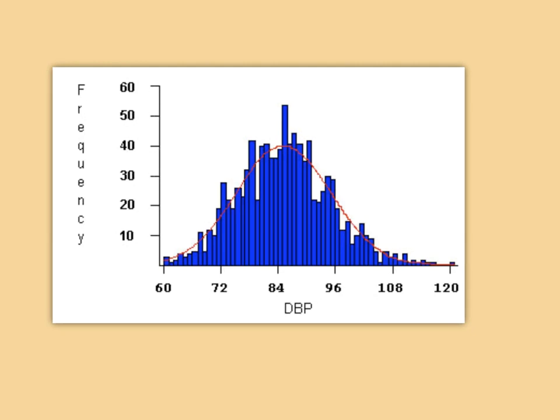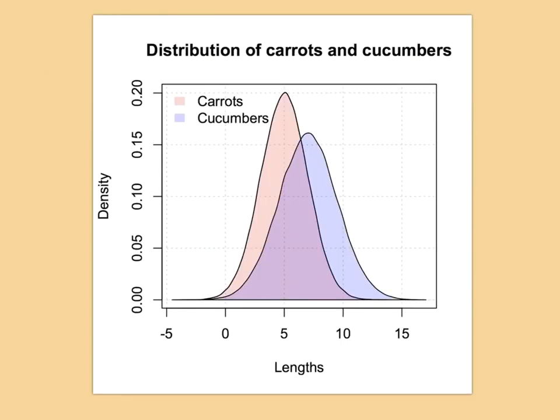This is a roughly normal distribution. This is blood pressure. Some of the values come out, but that's the way real life is. Here are two normal distributions of carrots and cucumbers. The means are slightly different in the length. Cucumbers have a slightly greater mean, and the cucumbers have a bigger spread, which means it's wider.